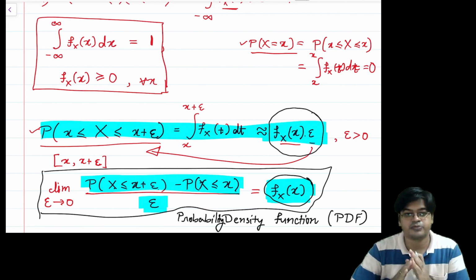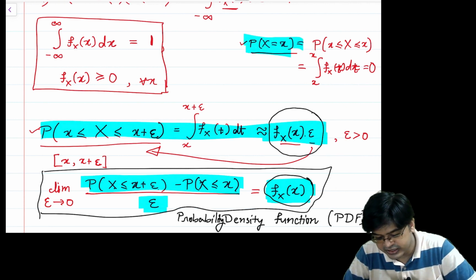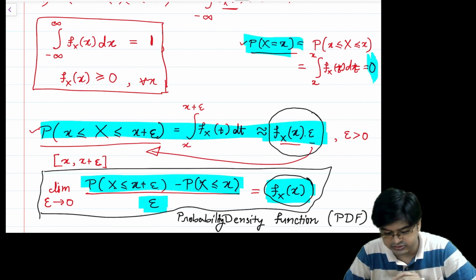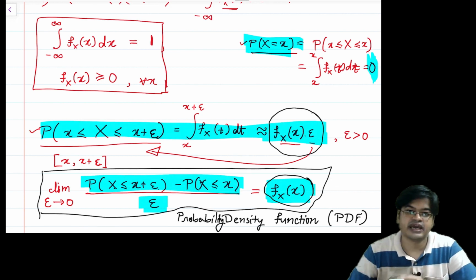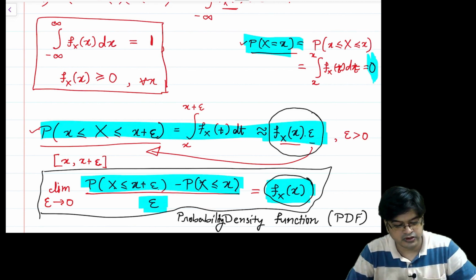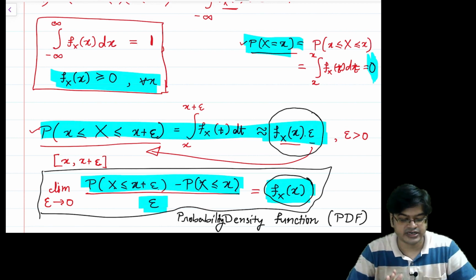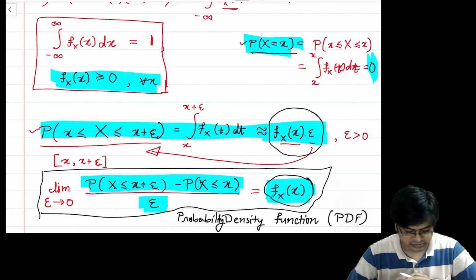It doesn't denote probability. Therefore when you consider a single point, probability of X equal to x is always going to be 0, whereas f_X(x) may have a non-zero value, in fact a positive value, because of this property. This is a subtle but significant difference when you consider continuous random variables.